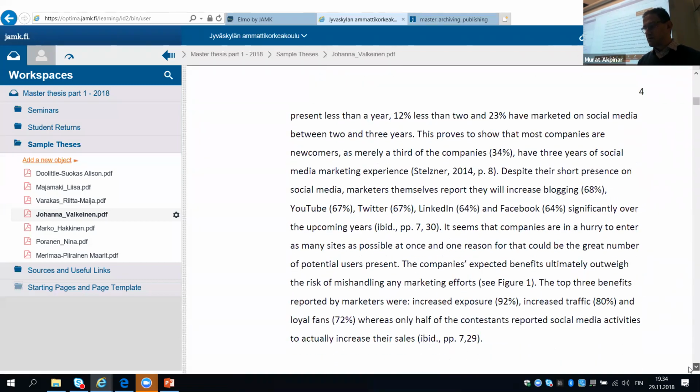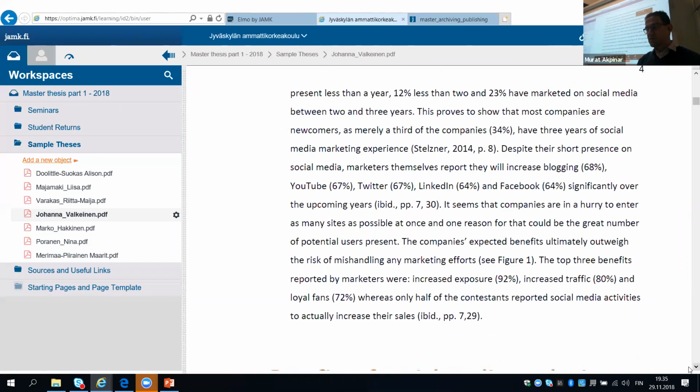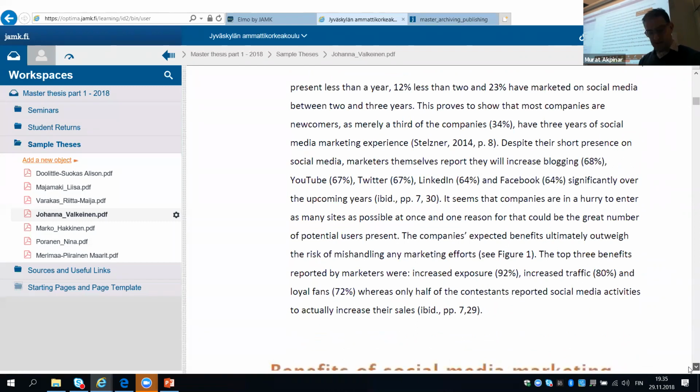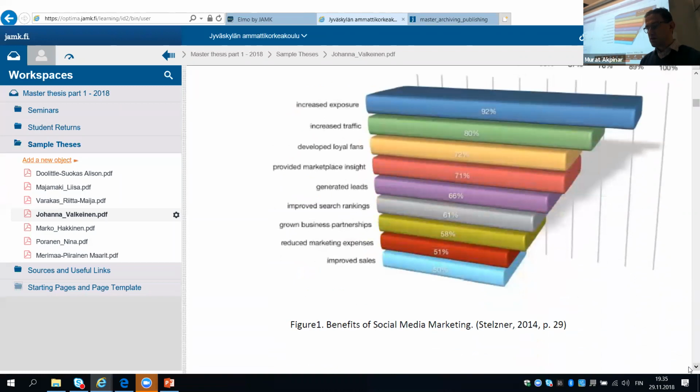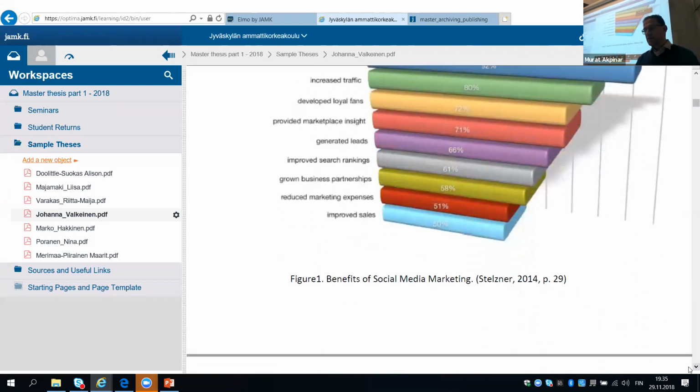So again, we see some figures, statistics, and then here we see benefits of social media marketing. Illustrations, as we know, are good for making the text more reader-friendly. So make use of illustrations, but at a reasonable level. Don't make the reader feel like we are trying to fill up space with lots of figures. Think whether the figure makes sense to use.